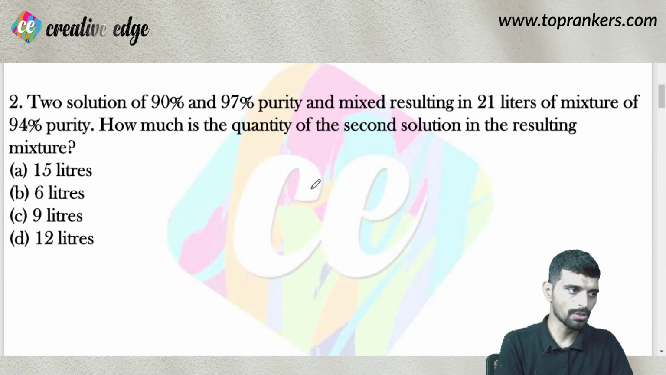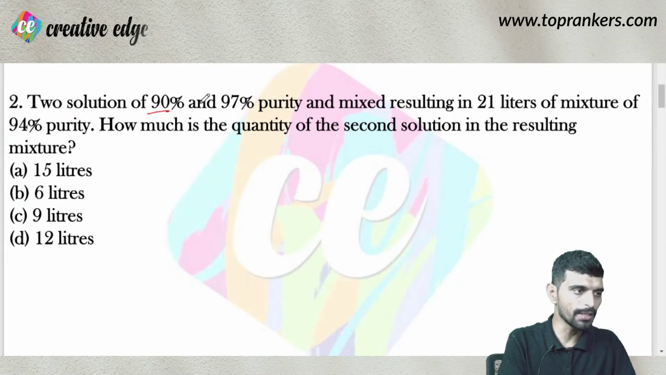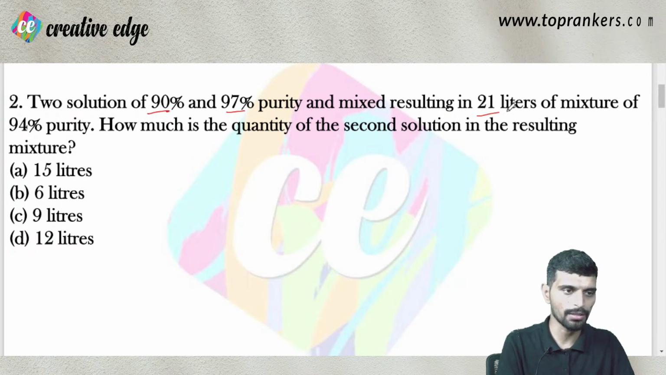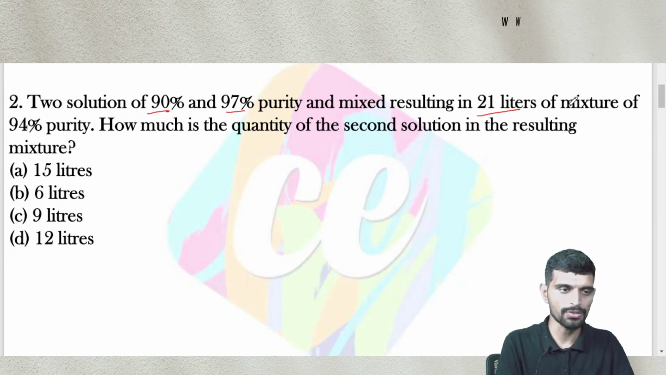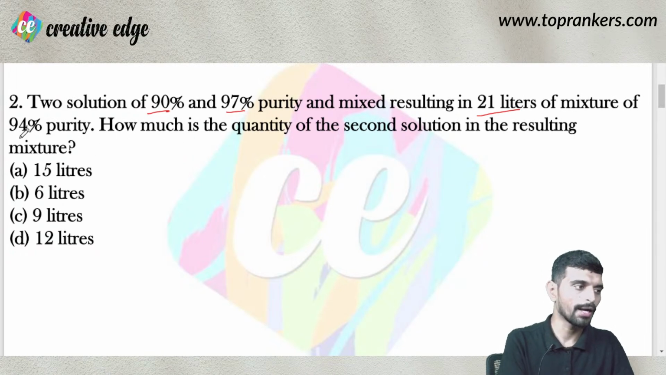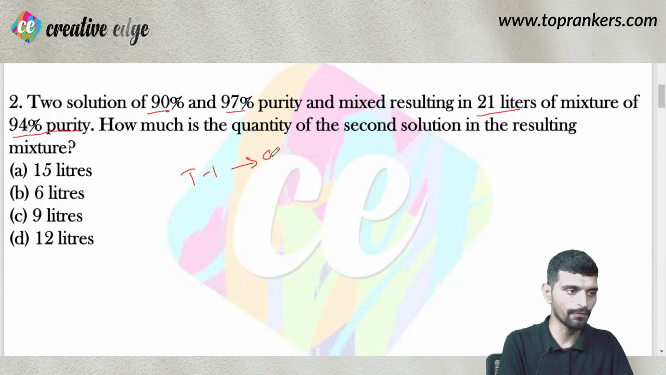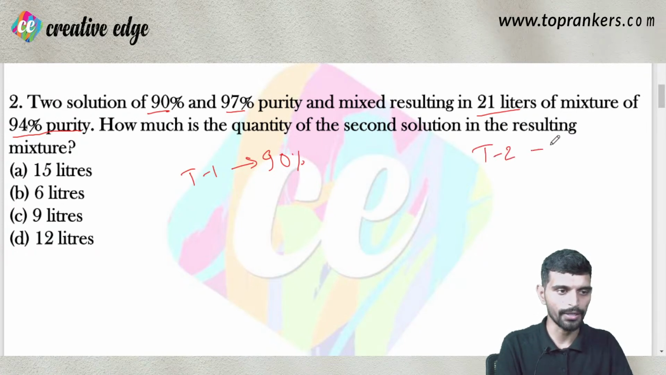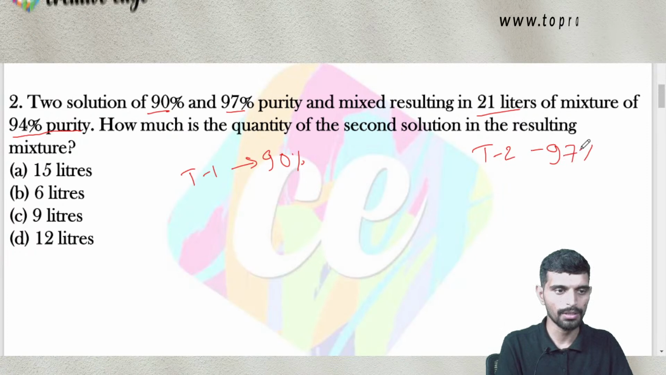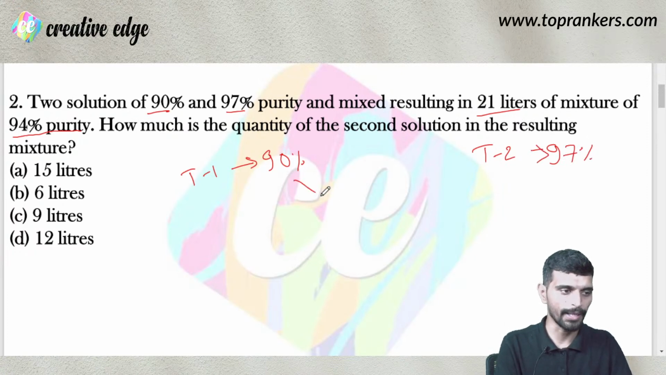Two solutions of 90% and 97% purity are mixed and the result is a 21 liter mixture, and the purity of the mixture is 94%. So type 1 has a purity of 90%, type 2 has a purity of 97%, and these two are mixed to produce a purity of 94%. Right.